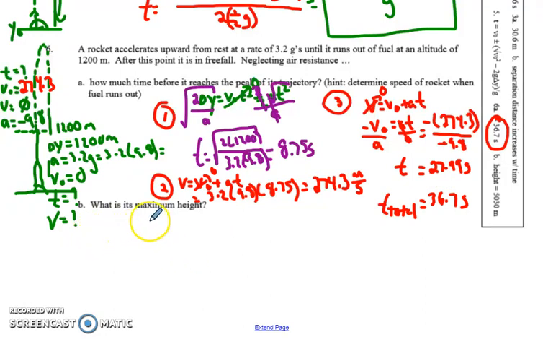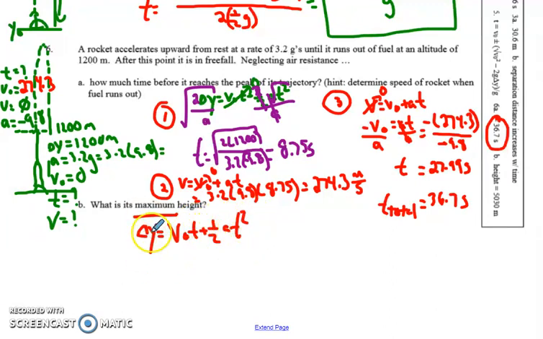All right. And then the last one, figuring out its maximum height. What I'm going to do, I'm going to use a little trick here. I already know how high it was going those first 8.75 seconds. That was 1,200 meters. So really what I'm going to do is just figure out how much further it goes up from there and then add the 1,200. This ends up being a pretty easy calculation once you have all the numbers above.